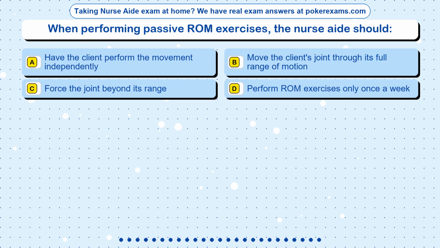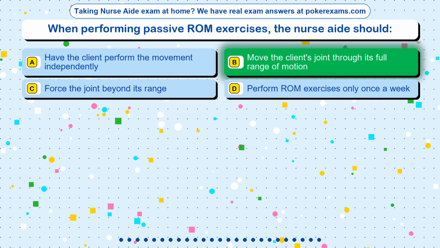Question 21. When performing passive ROM exercises, the nurse aide should: Option A, have the client perform the movement independently. Option B, move the client's joint through its full range of motion. Option C, force the joint beyond its range. Option D, perform ROM exercises only once a week.